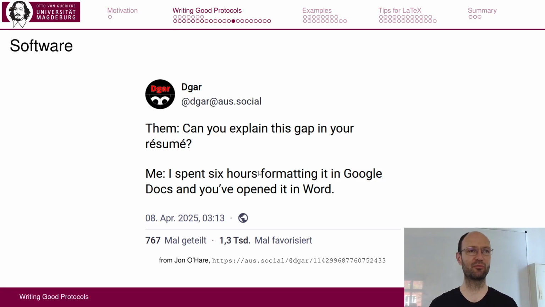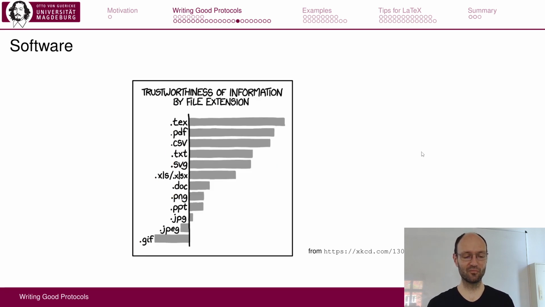Especially if you collaborate with many people, one person has this version, another person has this version, then documents just get confused and will somehow break. Then, this is a nice XKCD comic. This is, by the way, also a very nice website with lots of engineering jokes and humor.